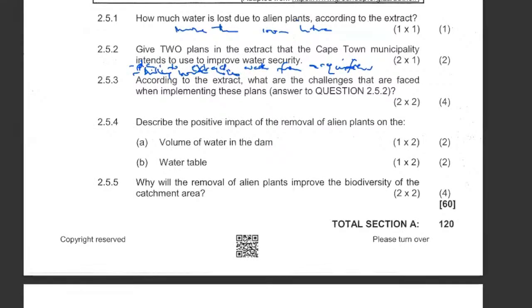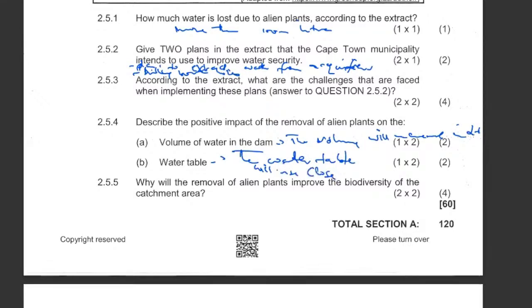Okay, as it is indicated. Describe the positive impact of the removal of the alien plants on the volume of water in the dam. So the volume will increase in the dam. What about the water table? The water table will rise close to the surface of the earth.